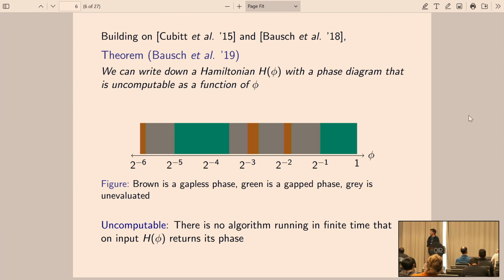And the phase diagrams that you get out from these Hamiltonians that they've constructed look like on the board. That's one example. The brown is a gapless phase, the green is a gapped phase, and then the gray is some unevaluated parameter regime. And there are two phases, but they switch between each other infinitely many times. Not only is this a quantitatively very complicated phase diagram because it's uncomputable, it's also qualitatively really quite complicated.